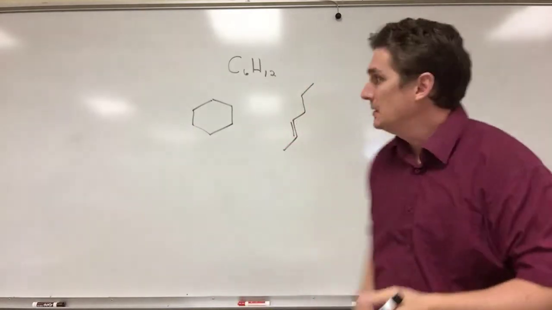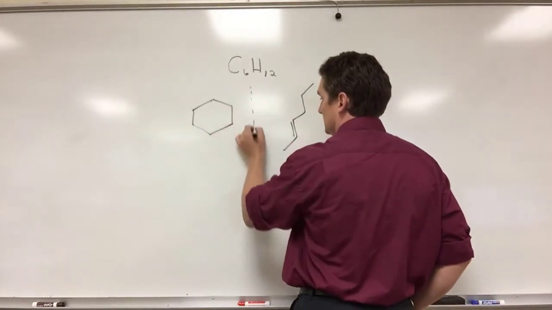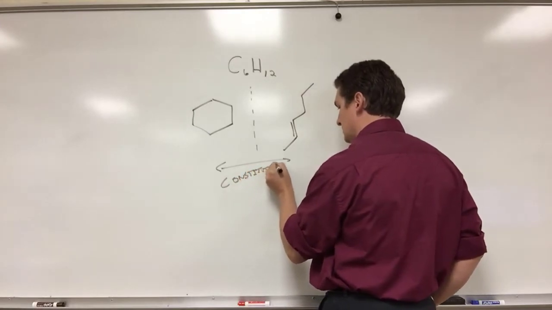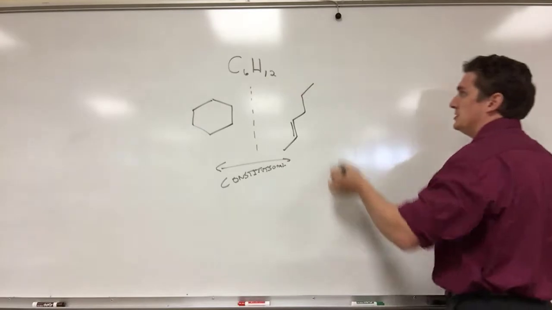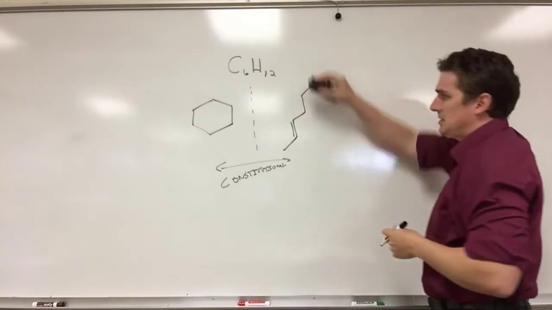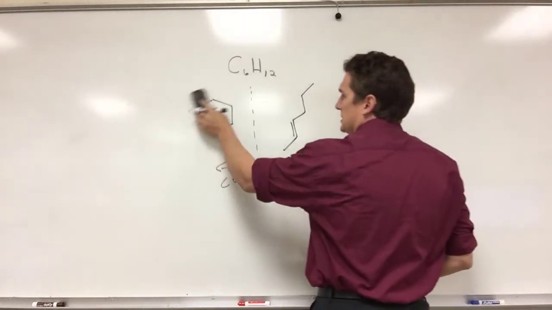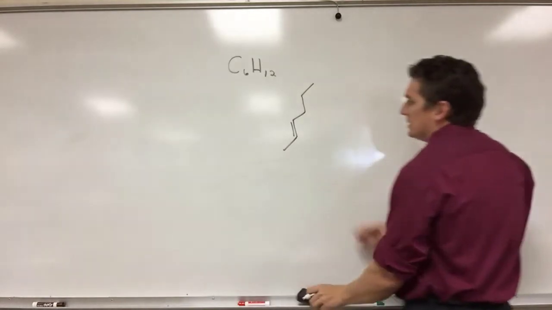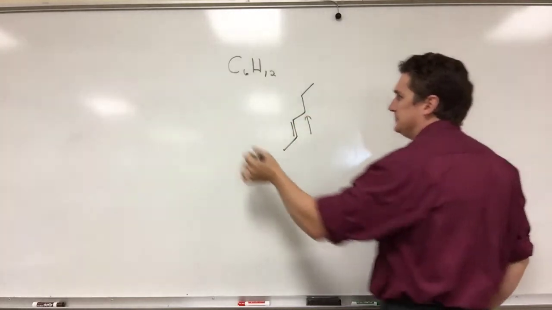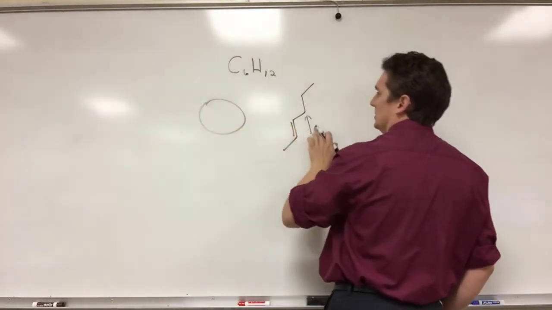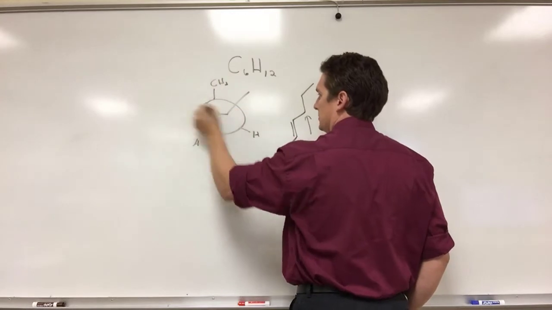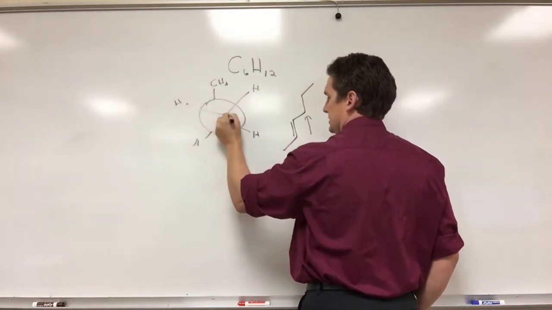Another type of isomer, so here we've got constitutional, is we can have conformational. Board space is a little limited in this video. So to talk about our conformational isomer, let's get rid of the cyclohexane. If we look at this compound and let's say we do the Newman projection along there, looking down that bond, we'd see something that looks like this.